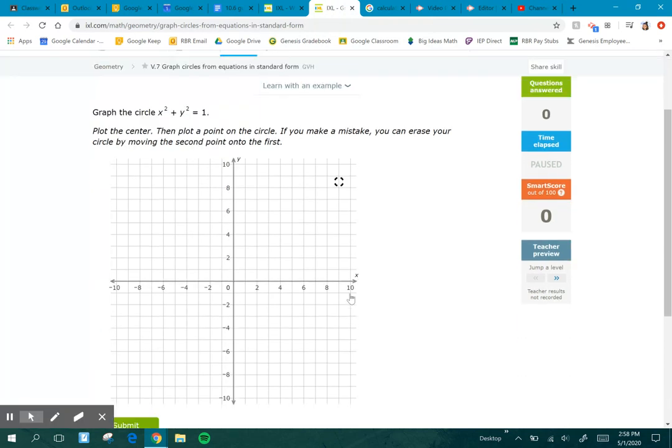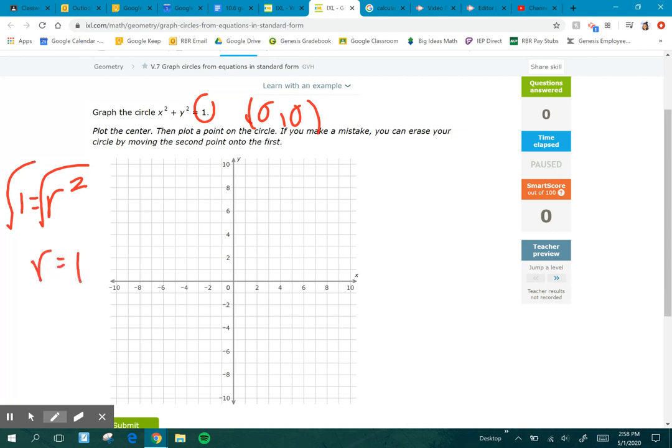So this is graphing the circle. Here, it's giving me the equation. If I look, there's nothing being added or subtracted to x and y. So that means that my center would be 0, 0. To graph, you have to find your center and your radius. My center is 0, 0. That's a throwback from last class. And then I know that 1 is equal to r squared, right? So to get r, I have to take the square root of both sides. So r would be 1.